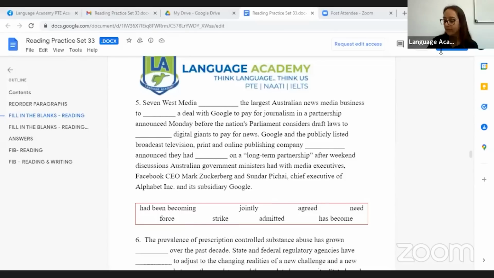Okay. So these were the questions for today, third blank. So they are forcing the giants to pay. So that's why the answer is force here. And I hope you have learned something.